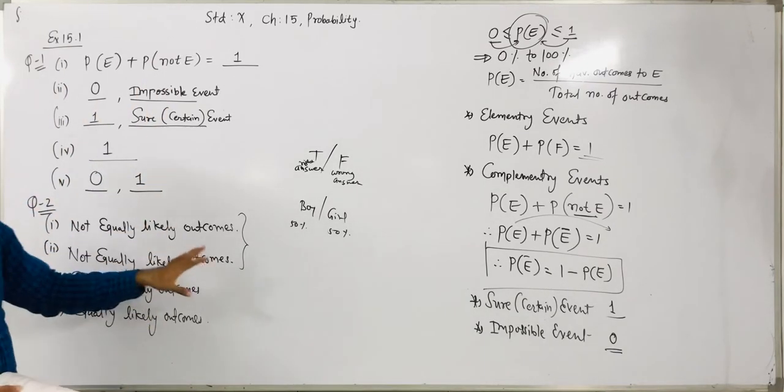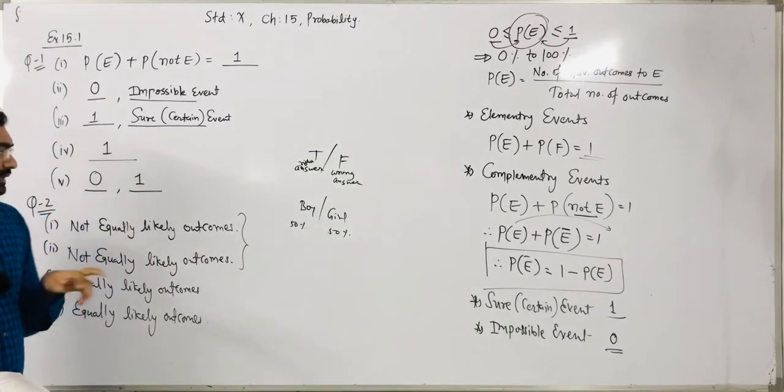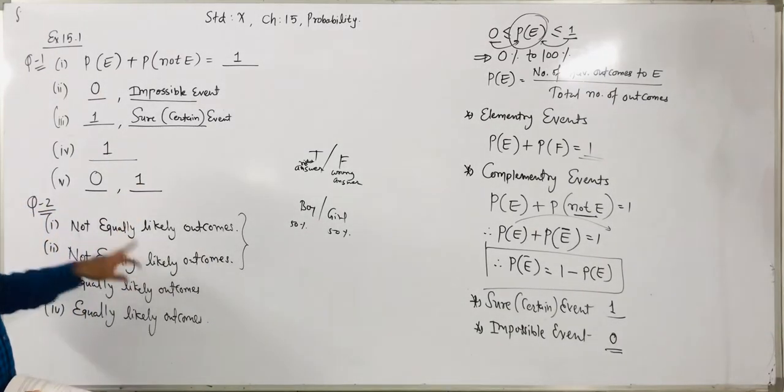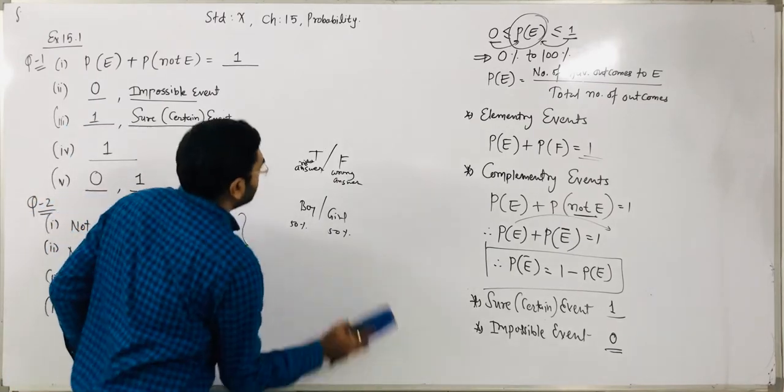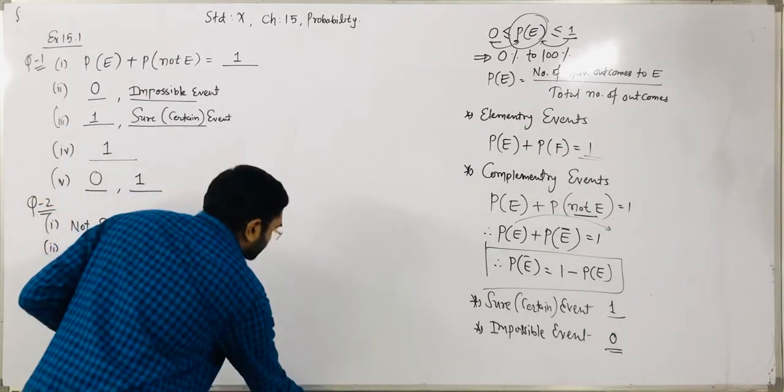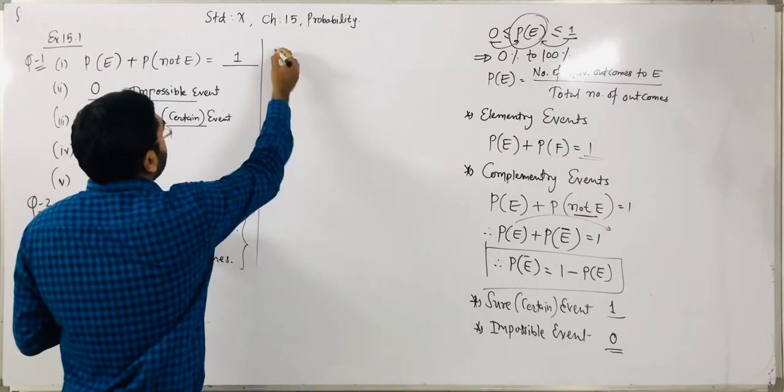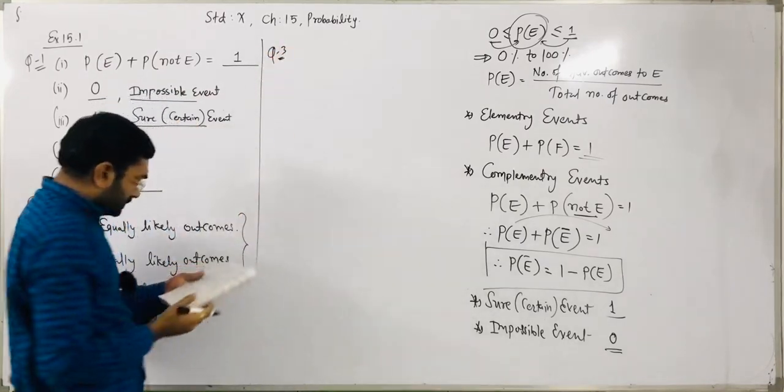Only 30 to 20% he does not miss the shot, right? So in that case it is not an equally likely outcome. In both the cases it is equally likely outcomes. Okay. Now question number 3, which is given.